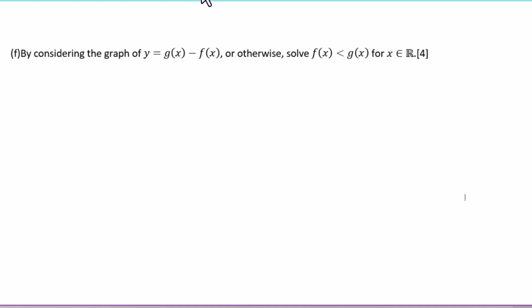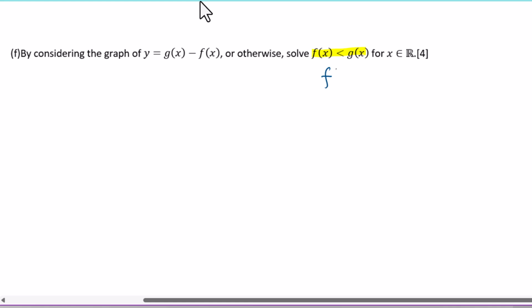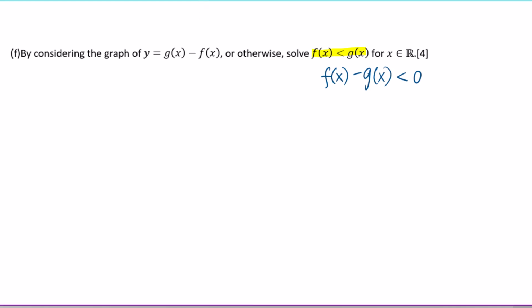Let's go to F. By considering the graph of y equals g of x minus f of x or otherwise, solve f of x less than g of x. We use this inequality to get f of x minus g of x less than 0. So in the graphing calculator, we will put in f of x minus g of x.